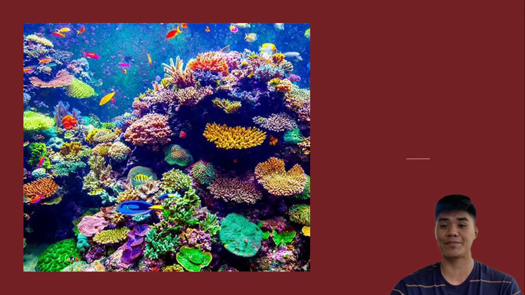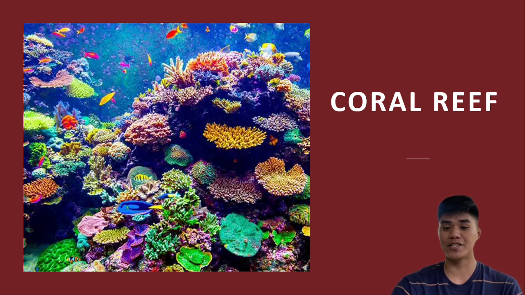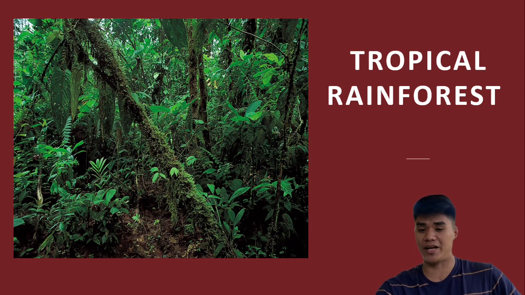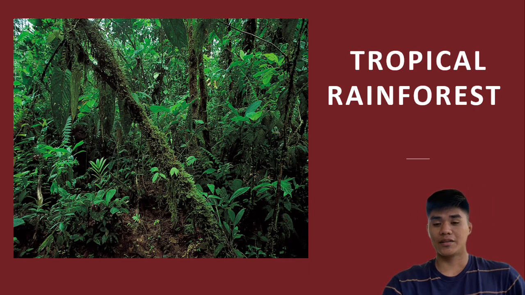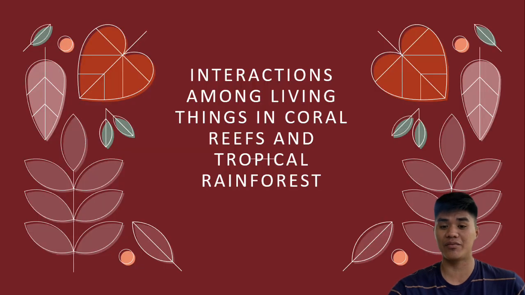What have you observed in this picture, class? This picture shows an ecosystem. The first picture is an ecosystem of a coral reef, and the second picture represents a tropical rainforest. That's right. What is our lesson, class? Anyone who can guess what our lesson for the day is? That's right, the interactions among living things in coral reefs and tropical rainforests.